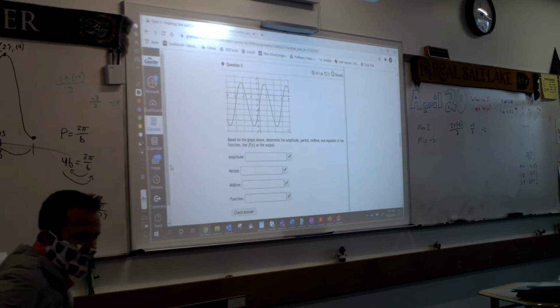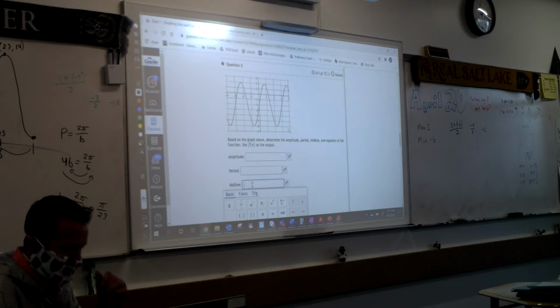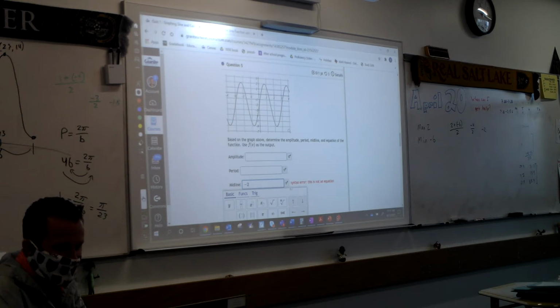Now one thing you have to be careful of here is sometimes the midline wants a y equals -2, and other times it just wants -2. So if I put that in, it says syntax error, this is not an equation. What does that mean I need to add? Y equals, and now it's happy. Great.